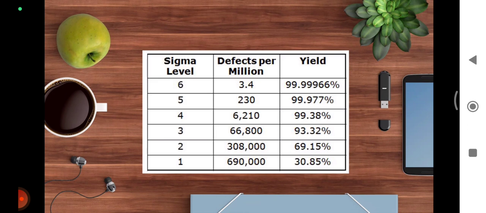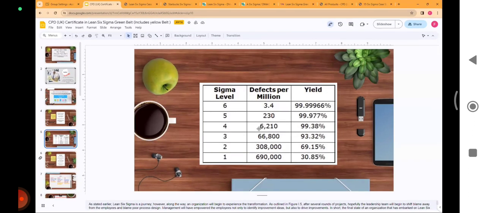But this time I'm going to explain it in the form of numbers. There's what you call the sigma level. This measures the capability of a process with continuous data. This is where the name Six Sigma comes from. And then here we have the defects per million, which measures capability for discrete or non-continuous data. This is also equivalent to the yield or the satisfaction rate. I'm going to explain how this usually happens.